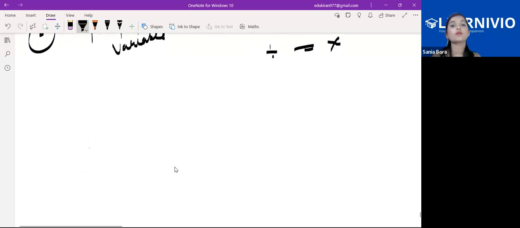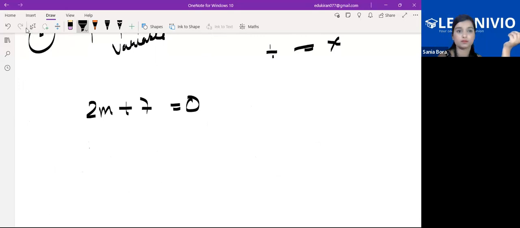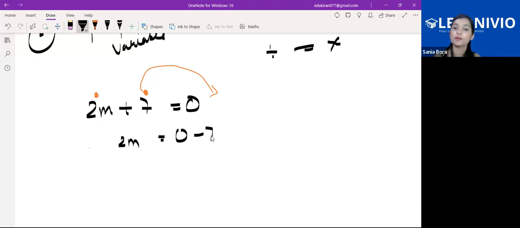Now how do we make it alone? For example, 2m + 7 = 0. With this m, how many numbers are there? This and this. So you have to make this m alone. First, you will shift this 7 to this side. So only 2m would be left here because the 7 went to the other side. This 7 was plus, so here it will be -7. It will be negative. So you got -7 here.